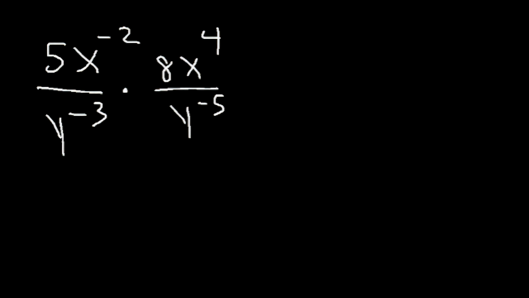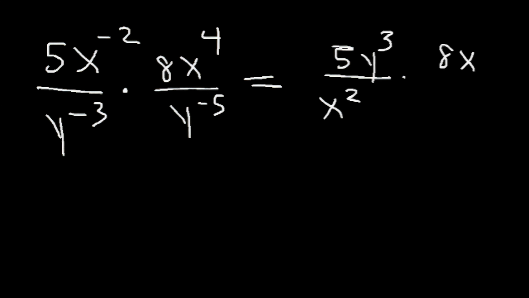Now the first thing I would do is try to get rid of the negative exponents. So x to the negative 2, we can move it to the bottom. It's going to become x squared. Now the y, we can move it to the top. And the same is true for the y to the negative 5. If we move it to the top, it's going to be y to the positive 5.